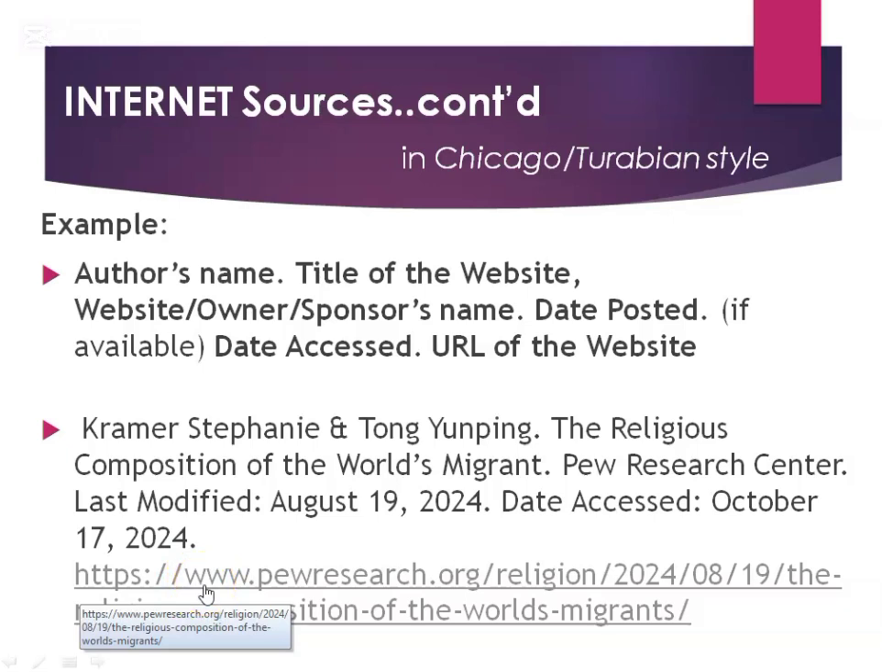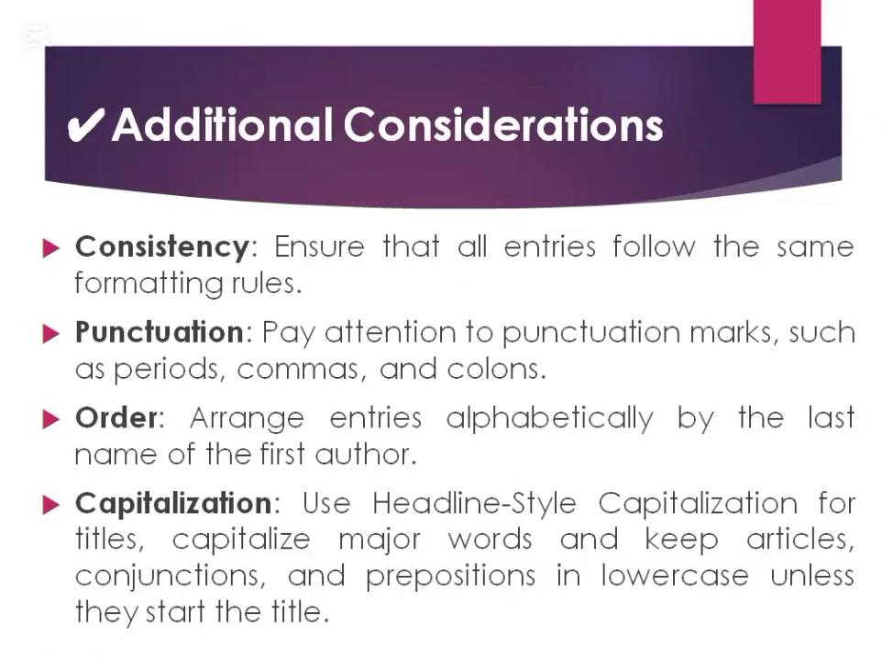As you can see, this website is showing us a link, meaning that it is already a link, which when clicked, will take us directly to the website where we can find all the details about what we cited. Now, for this website, you see https://www.pewresearch.org/religion and the likes. All right, that is how to cite internet sources.